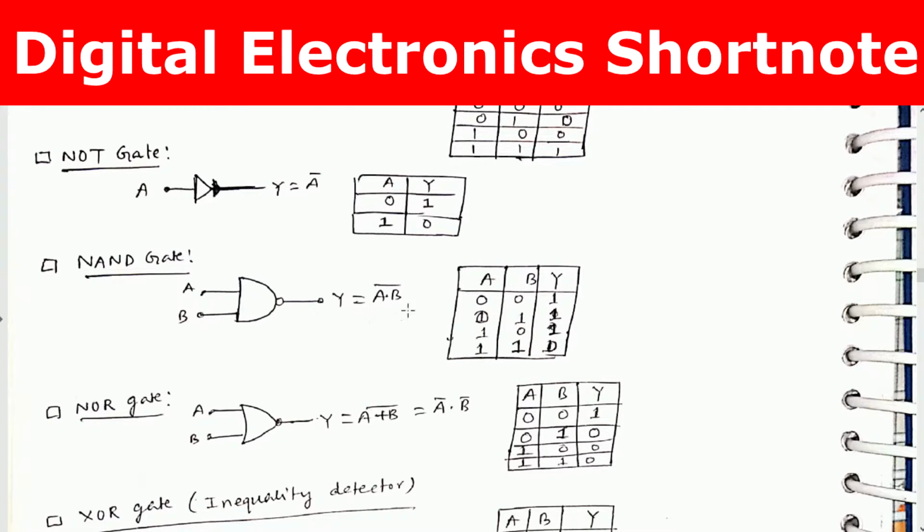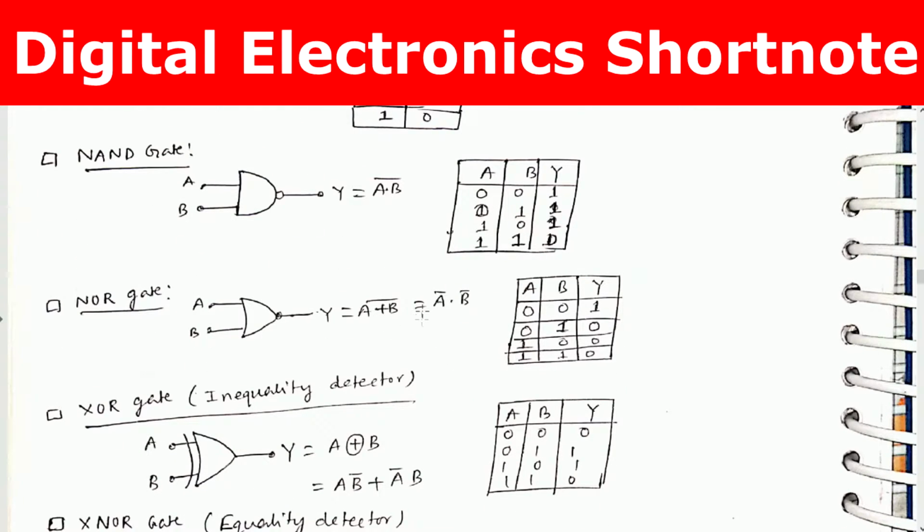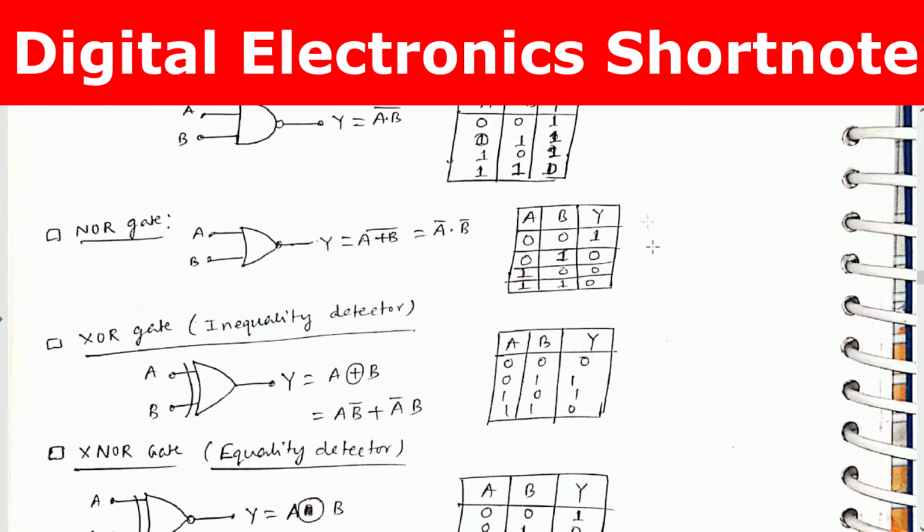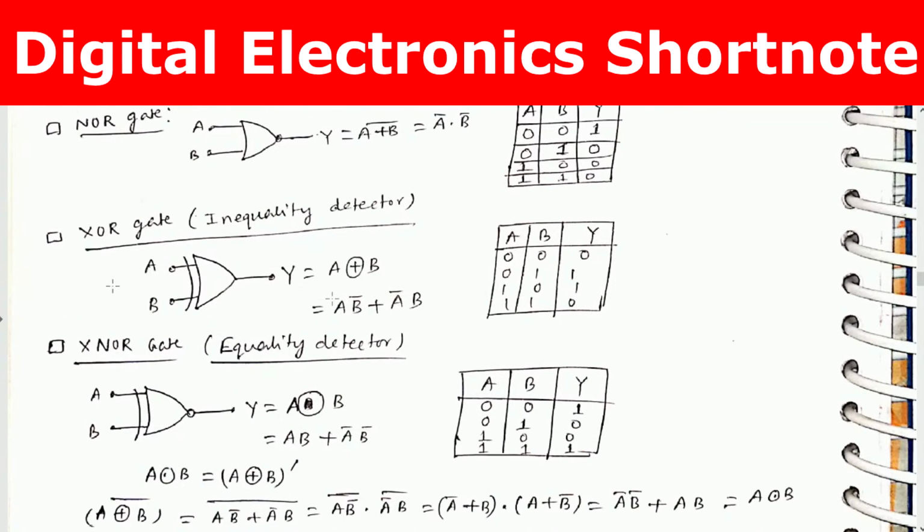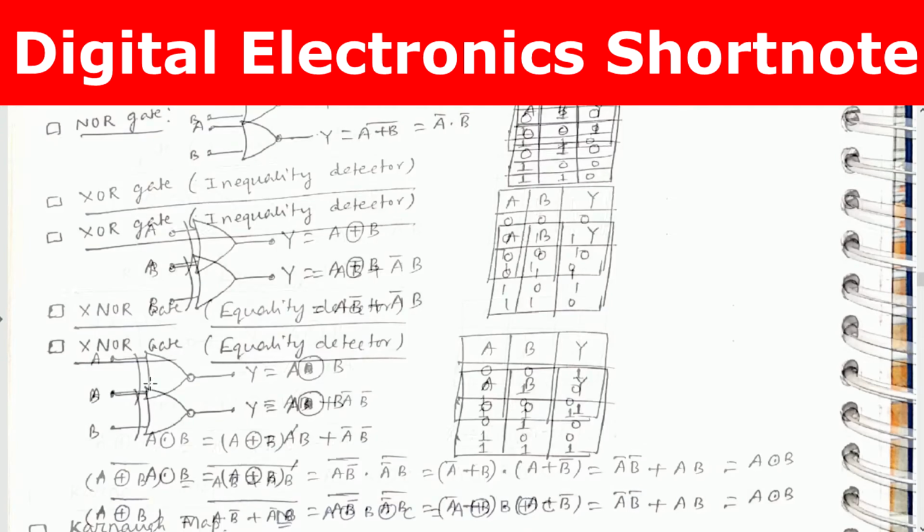NAND gate, Y equals (A·B) complement. NOR gate, (A plus B) complement. Just check the truth table. XOR gate, this is called inequality detector. The output is given by A XOR B, AB complement plus A complement B. Inequality detector means whenever the inputs are unequal, then only you will get high output voltage.